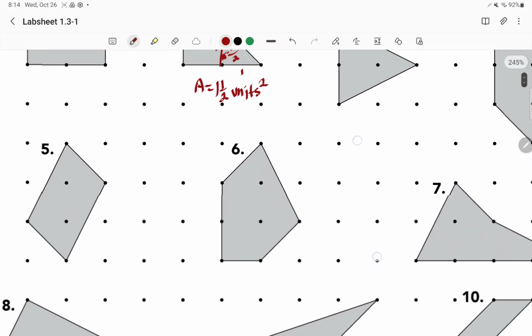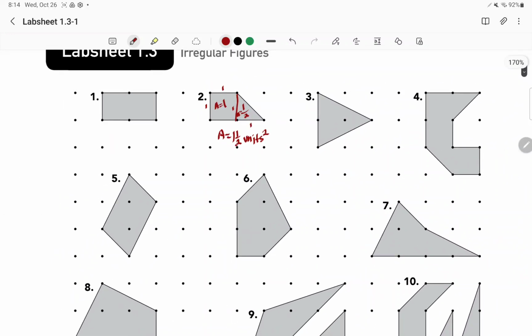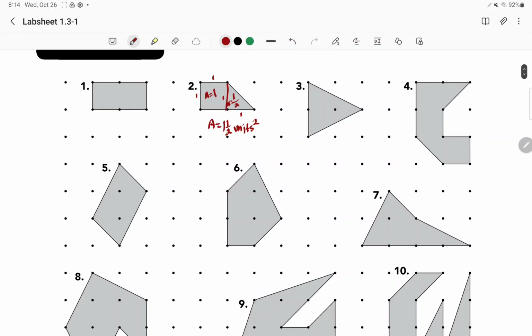On some of these, you might have to get creative and cut them up in a way, which is why I want you to have this lab sheet. I'll go ahead and pause the video. Take a couple of minutes, probably about 5 to 10 minutes, and see what you can do finding the areas of these figures. Okay, like I said, some are harder than others.